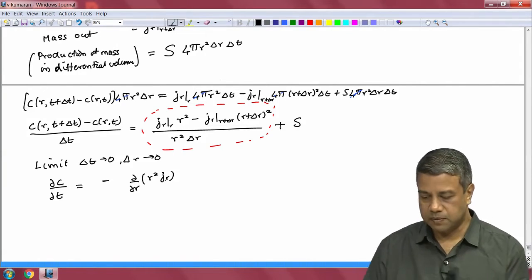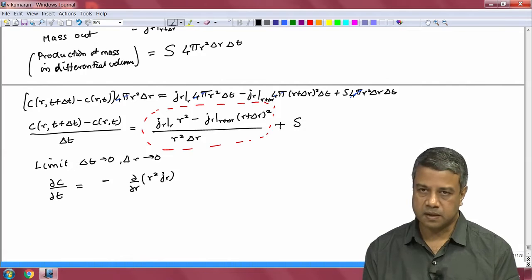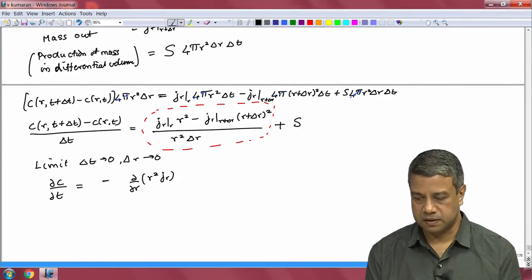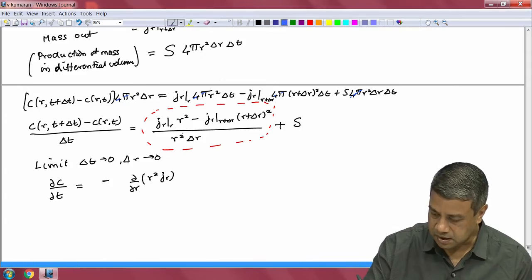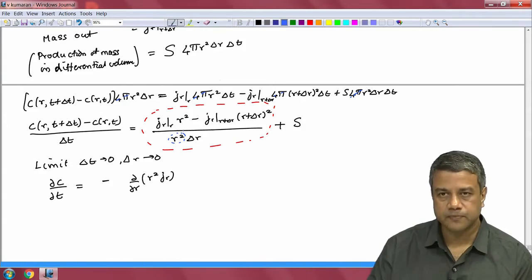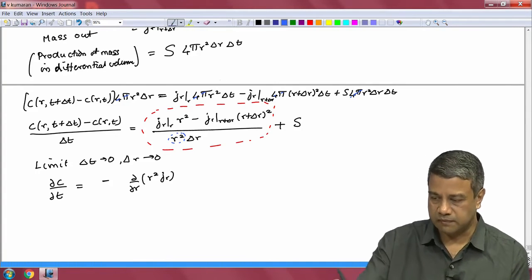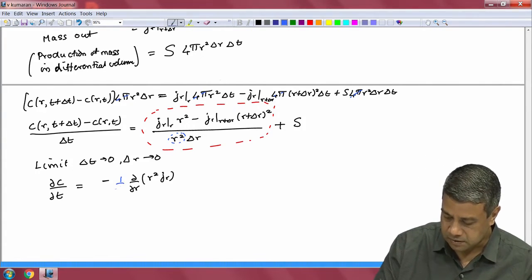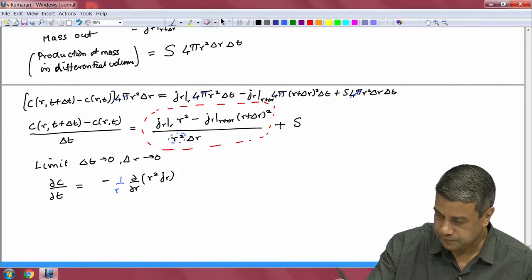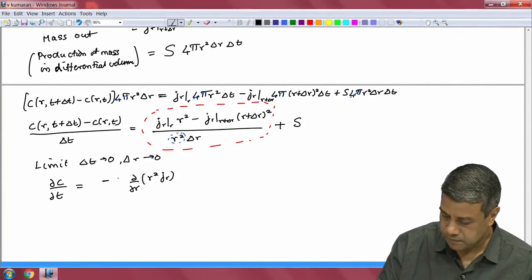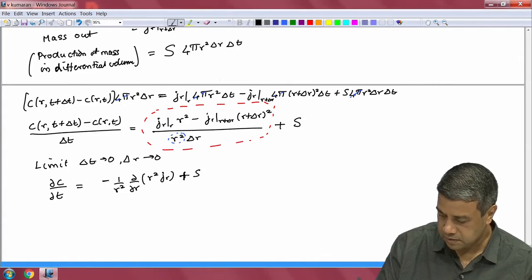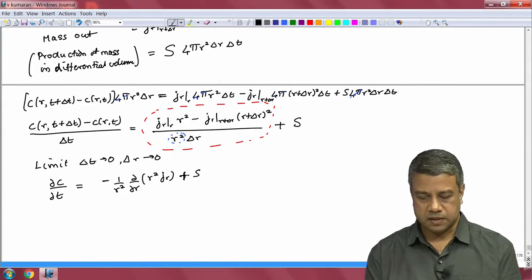D by dr of r square J r is the value at r plus delta r minus the value at r, divided by delta r, and in addition to that I have a 1 over r square, which I got by dividing throughout by volume. So, this is 1 over r square, plus S, where S is the source.